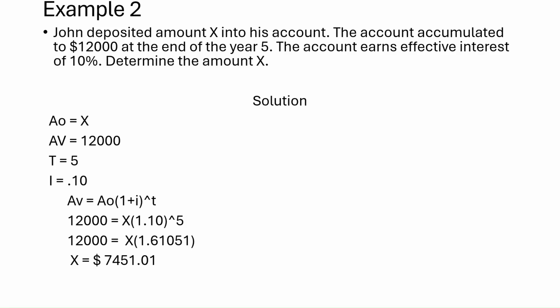So accumulated value, which is A0 times (1 plus i) to the power t. Now, AV is 12,000. X, we don't know. Then 1 plus 10% will give you 1.10, and then t is 5. So if you divide both sides by 1.61051, you'll get X as $7,451. So that's what he invested in the beginning.